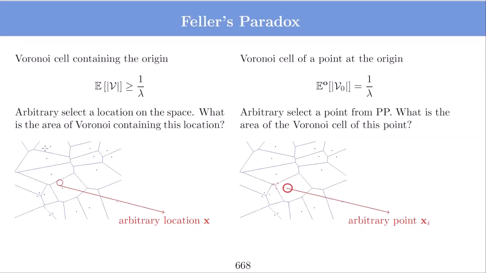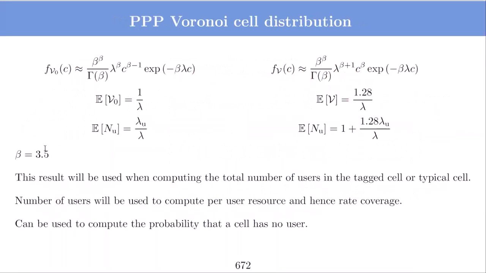So in short, what I want to say here is that the size of the Voronoi cell of a typical base station is 1 upon lambda. But the size of the association cell for a typical user is bigger than this. If I select one typical user and ask it to find the base station it is in and tell me the area of that cell, that is generally bigger than the area of a typical base station.